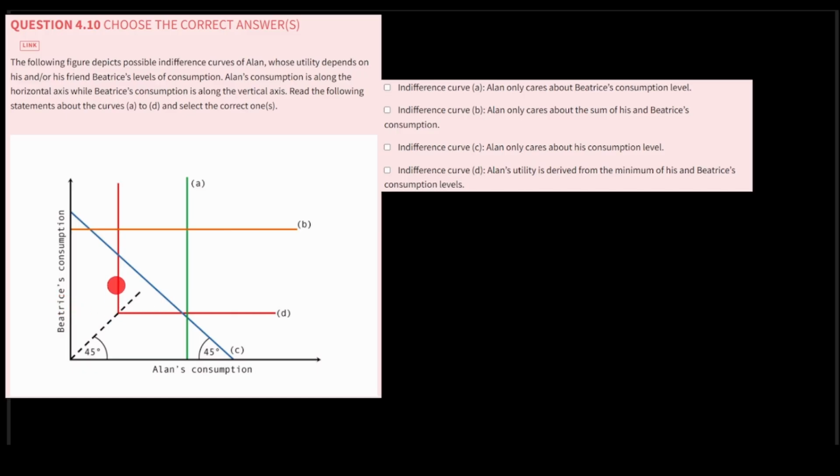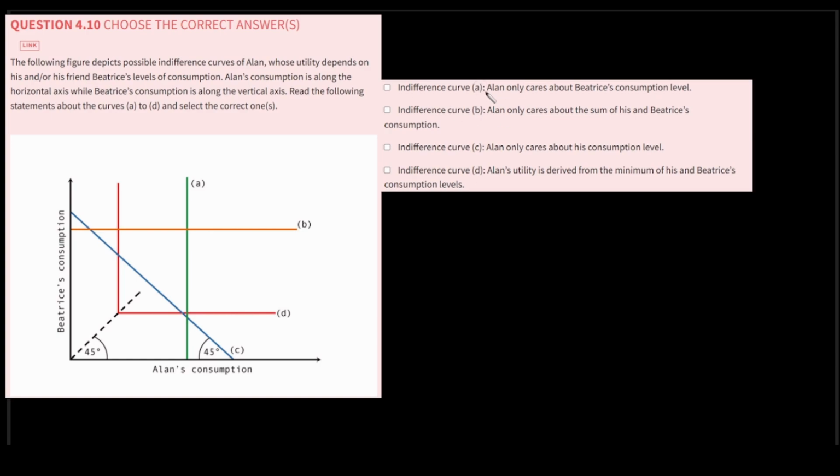Similarly, Beatrice could increase consumption, increase consumption, increase consumption, and that does nothing for Alan's happiness, because Alan's happiness is being determined by the minimum of the two consumptions. So in this case, whatever the minimum of the consumption is for whichever one of them determines the level of happiness that Alan gets. Great. So we've explained these 4 different types of indifference curves and how we would interpret them, what they mean. Let's now see which of these statements are true.